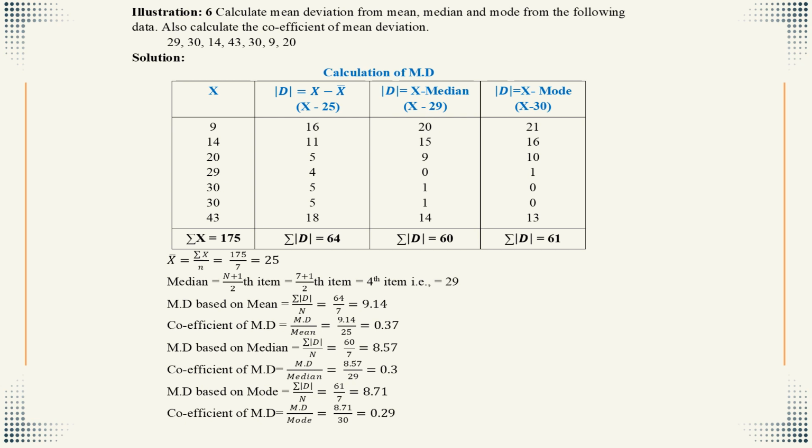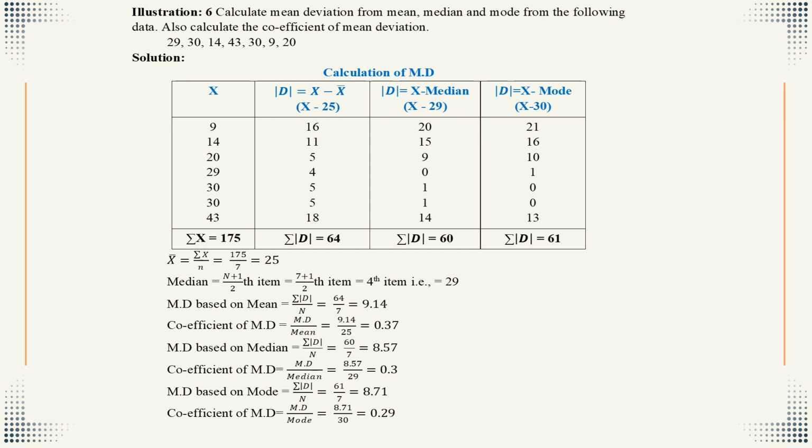Like that, median is 29, then calculate the differences. 9 minus 29, 20; 14 minus 29, 15; 20 minus 29, 9; 29 minus 29, 0; 30 minus 29, 1; 30 minus 29, 1; 43 minus 29, 14. Then mode, that is 30. From 30, the differences should be found. 9 minus 30, 21; 14 minus 30, 16; 29 minus 30, 1; 30 minus 30, 0; 30 minus 30, 0; 43 minus 30, 13. Total value should be calculated.